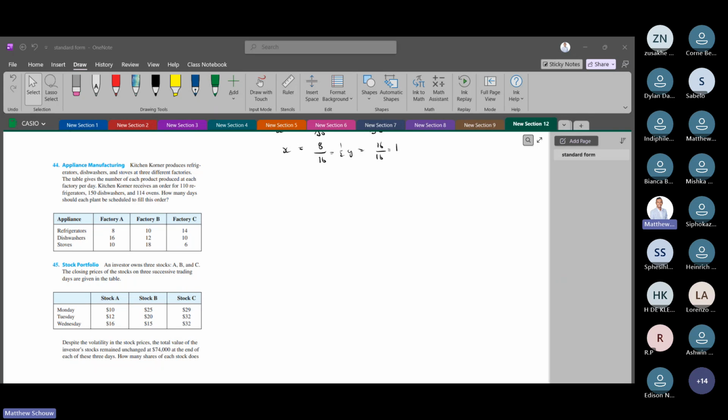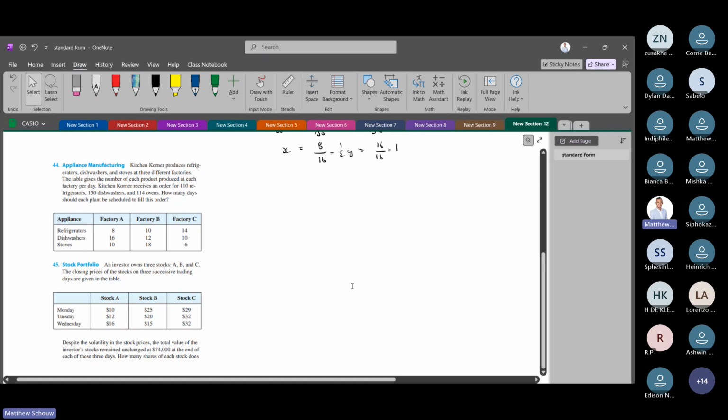But let me show you one possible way that this can be used, right? A lot of math is embedded within software. You'll be surprised, sophisticated software has a lot of math in it, but unfortunately, people don't actually get taught that. The teaching is very operational and procedural, right? So here's a case of appliance manufacturing, where a company, Kitchen Corner, produces fridges, dishwashers, and stoves at 3 different factories.